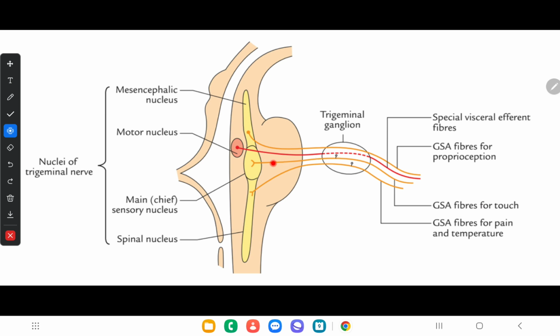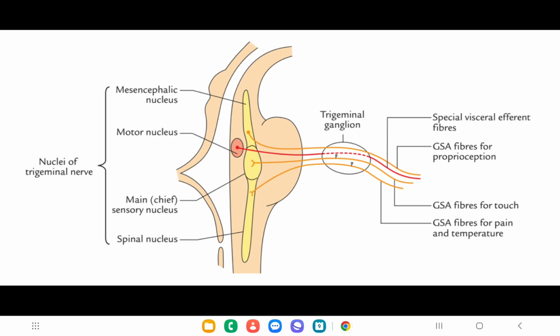Then they terminate on the second order neurons in the sensory nuclei of the trigeminal nerve. The fibers that terminate in the chief sensory nucleus convey discriminative touch and pressure sensations. The fibers that terminate in the nucleus of the spinal tract convey the sensations of pain and temperature. Then the second order neurons give rise to ascending trigeminal tracts. The axons of the neurons in the nucleus of the spinal tract gradually cross to the opposite side and form the ventral trigeminal tract.